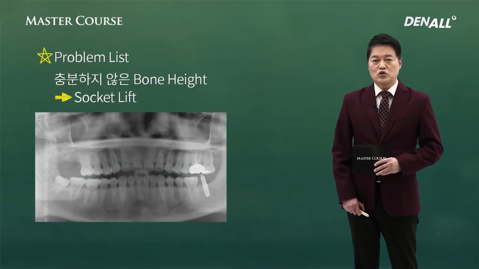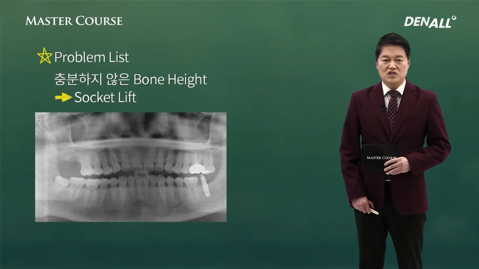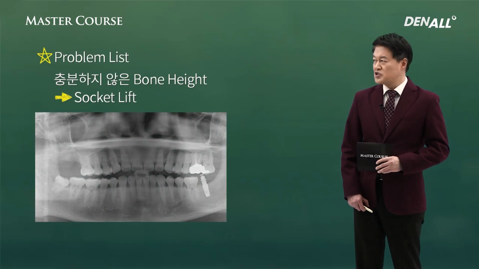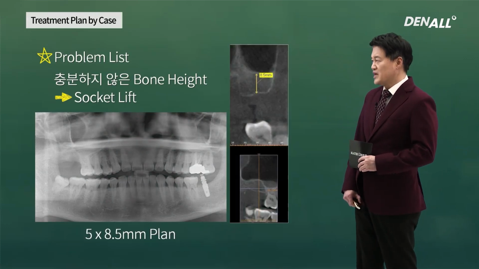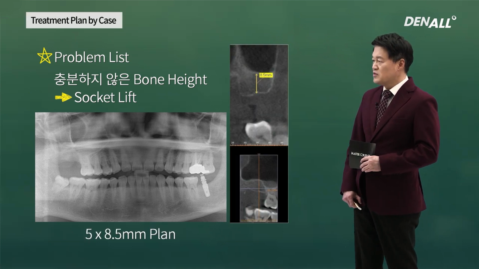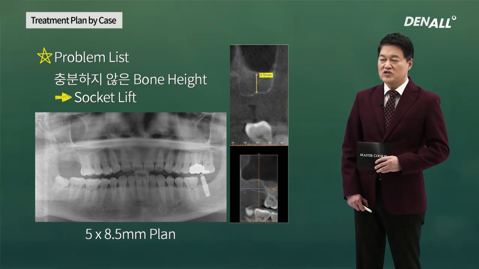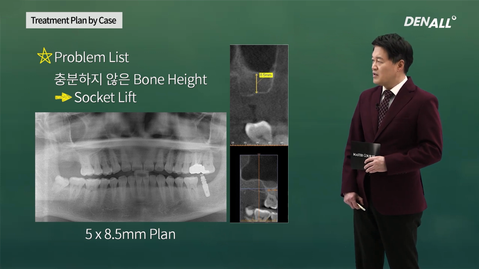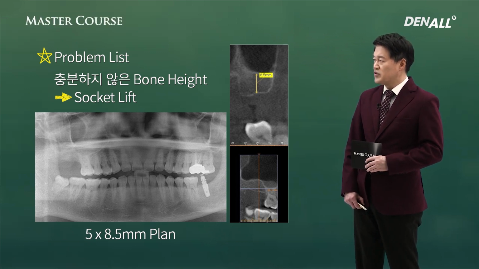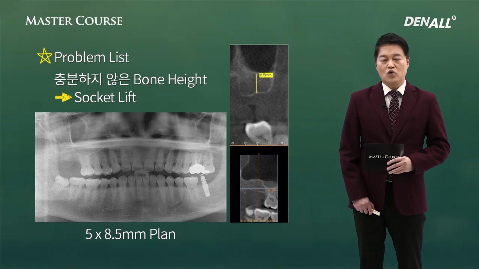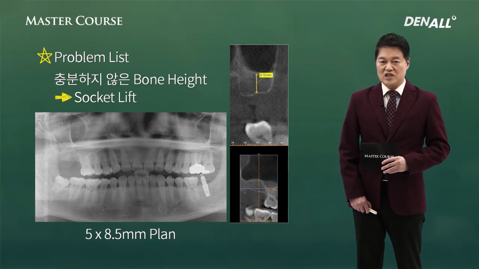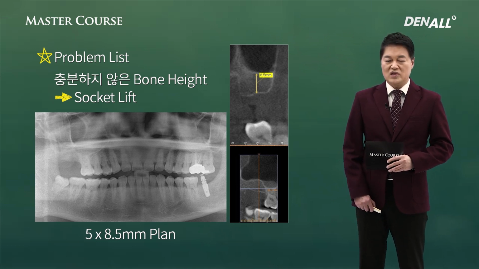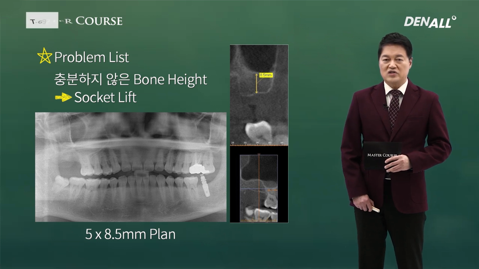Look at the X-ray buccolingually. There's sufficient thickness, but bone height, as you can see, was 8.5 millimeter. In general, we would need to place an 8.5 millimeter fixture. So using an osteotome, I planned a socket lift to lift the top part, and because there was sufficient buccolingual thickness, a 5 by 8.5 millimeter implant was planned.